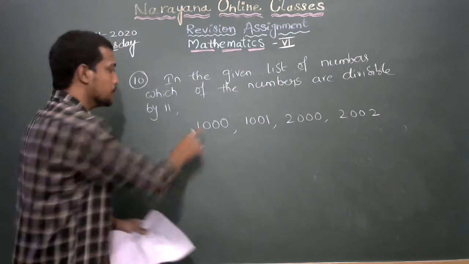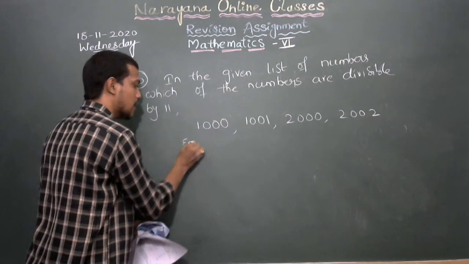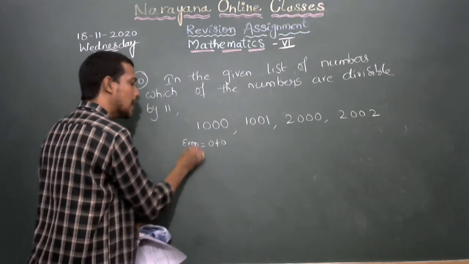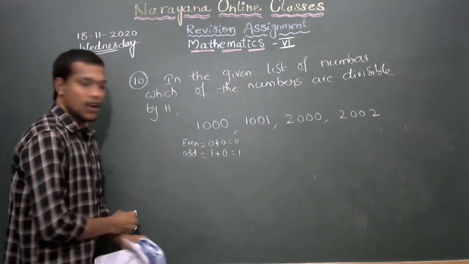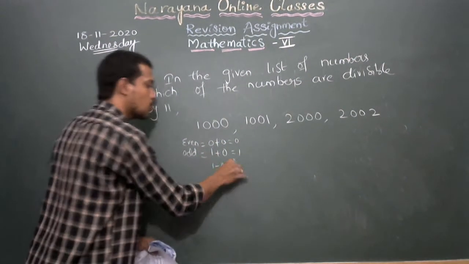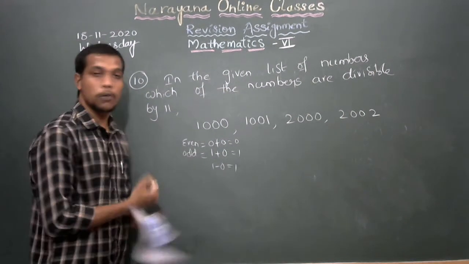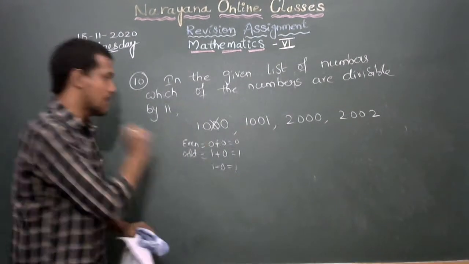Now I am verifying the individual numbers. So 1000. Even places: 0 plus 0. Odd places: 1 plus 0. Here it is nothing but 0 and 1. Now subtract: 1 minus 0 means 1. Is 1 divisible by 11? Wrong. It is not divisible by 11. So 1000 is not divisible by 11.